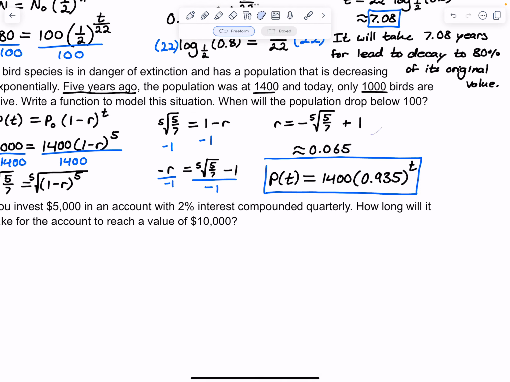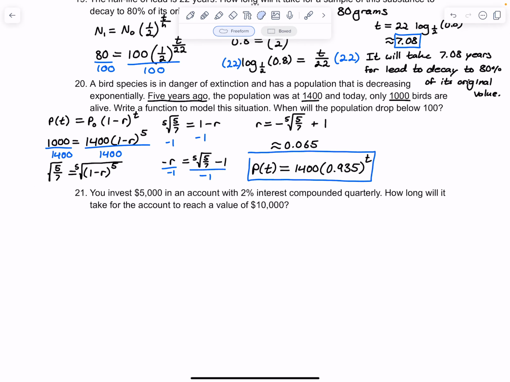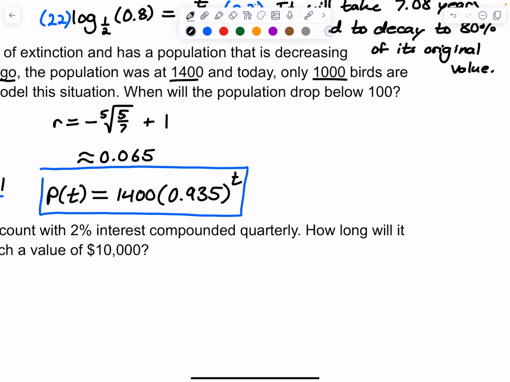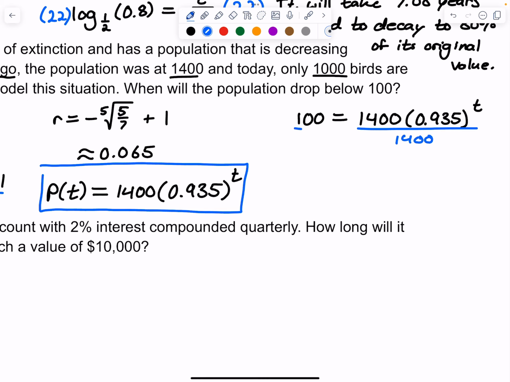The second part of the question says, when will the population drop below 100? And I'm running out of room here, so we will see what we can do. But to say the population is below 100, I'm just going to put 100 equals, because we'll figure out when the population hits 100, and right after that is when it drops below. And then it's going to be 1,400 times 0.935 to the power t. To solve this equation, I divide both sides by 1,400. And then I get 1 over 14 equals 0.935 to the power t.